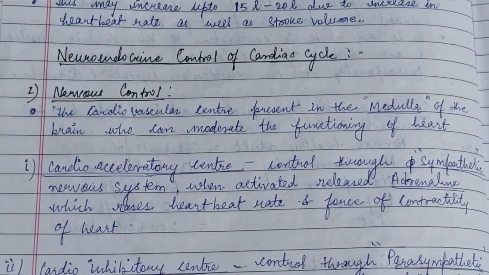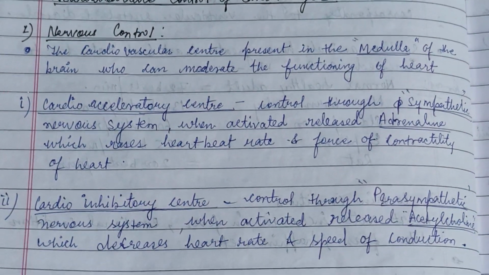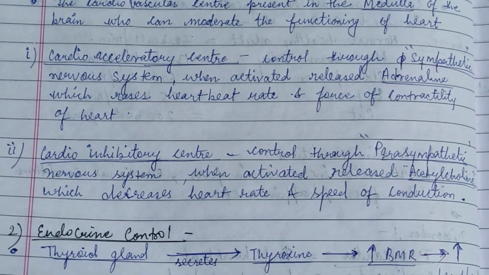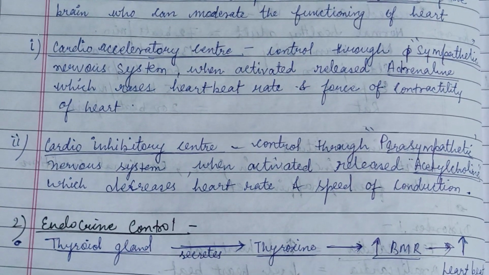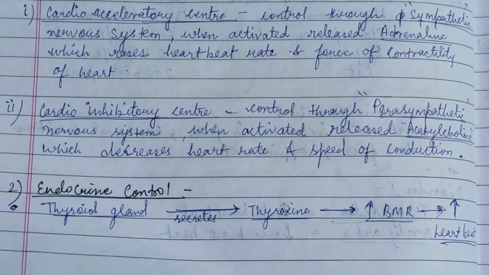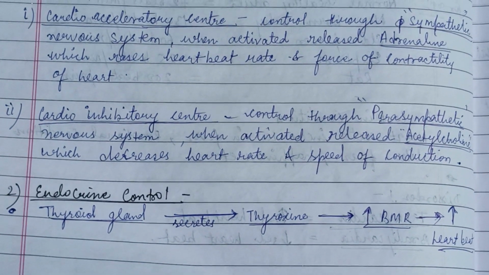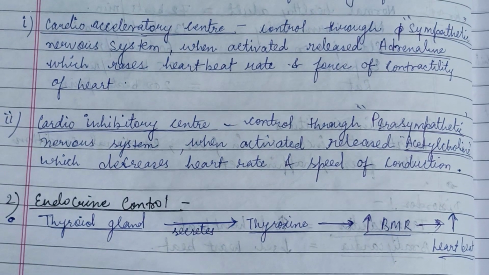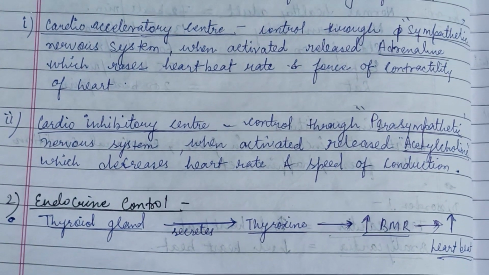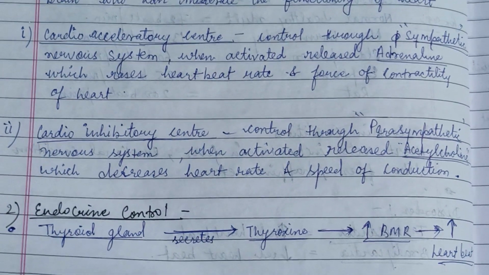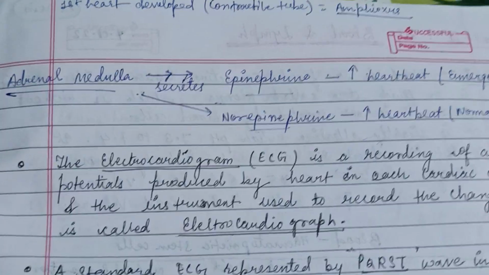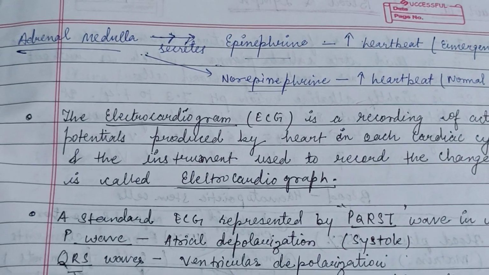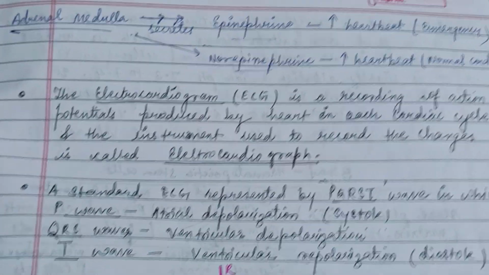So, neuroendocrine control of the cardiac cycle, that is, nervous control by the cardioacceleratory centers present in the sympathetic nervous system, adrenaline, which raises heartbeat rate and force of contractility of the heart, and the cardioinhibitory center, the parasympathetic nervous system, which, when activated, releases acetylcholine, which decreases the heart rate and speed of conduction. The adrenal medulla secretes epinephrine and norepinephrine, which increase the heartbeat.